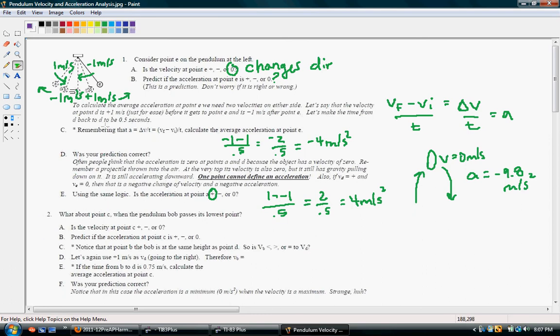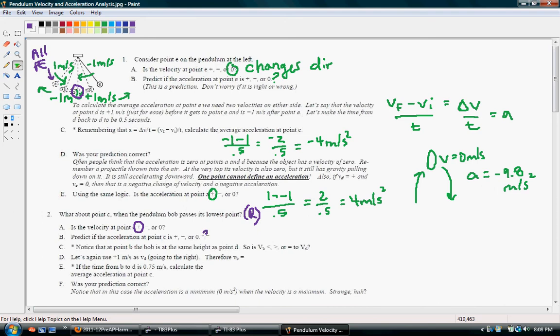Well, what about at point C, which is here in the center? When the pendulum bob passes the lowest point, is the velocity positive, negative, or 0? Well, right here at A and at E, it has all potential energy. Since it can't go any further down, at point C, all that potential energy is turned into kinetic energy. And kinetic energy is all about velocity. So it has its maximum velocity going through point C. So it definitely has a positive velocity. Let's assume that it's moving to the right this time.